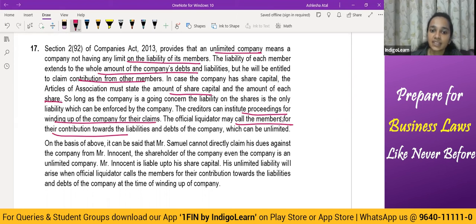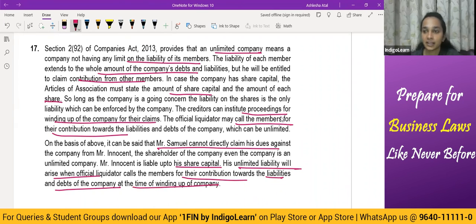which can be unlimited. So in this given case, Mr. Samuel cannot directly claim his dues against the company from Mr. Innocent, even if it is an unlimited company. Mr. Innocent is liable up to his share capital. His unlimited liability will arise when the official liquidator calls the members for their contribution towards the liabilities and debts of the company at the time of winding up.